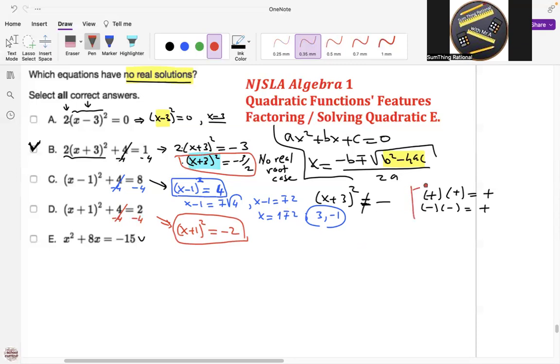As I explained here, any number multiplied by itself, you get positive. Any negative number multiplied by itself, you get a positive number. No number multiplied by itself gives a negative number until you study complex numbers, okay? We don't study complex numbers in Algebra 1. Because of that, here, no real root again. No real root case, you opt this as well. So A, B, C, D, you can solve with this approach.